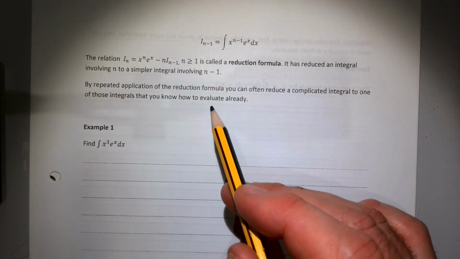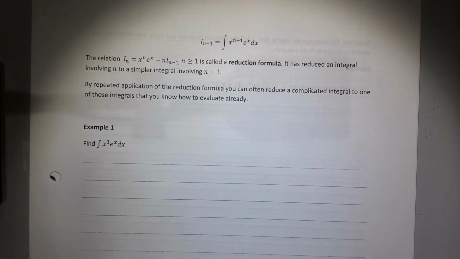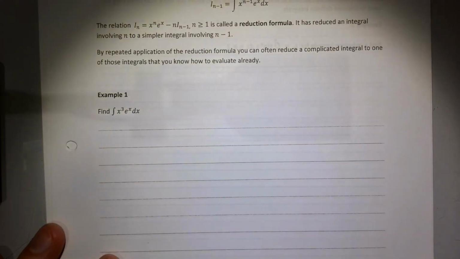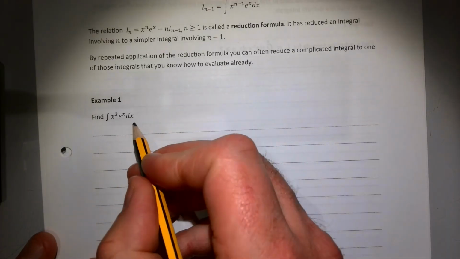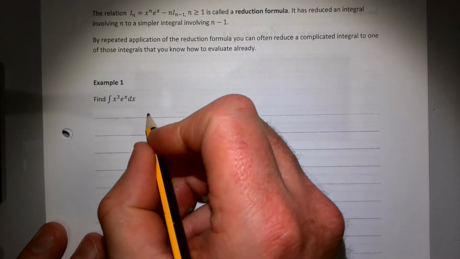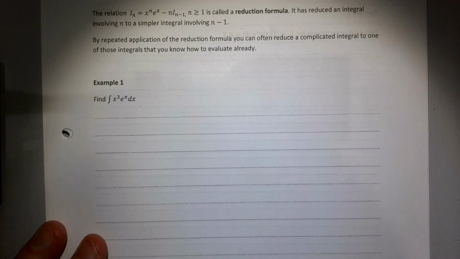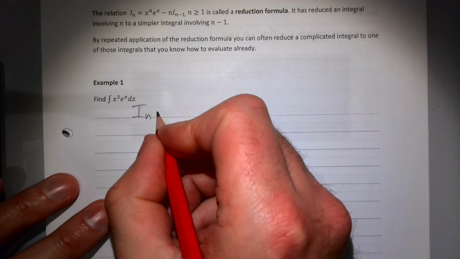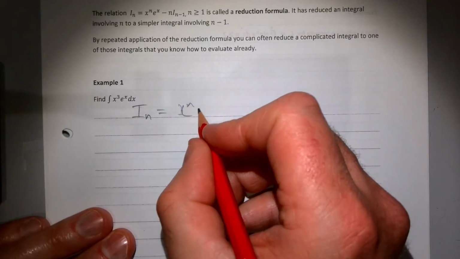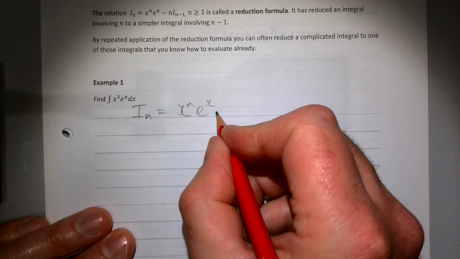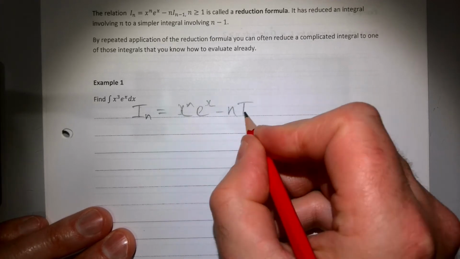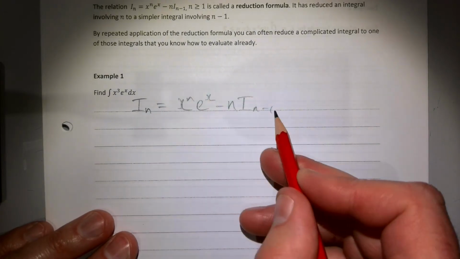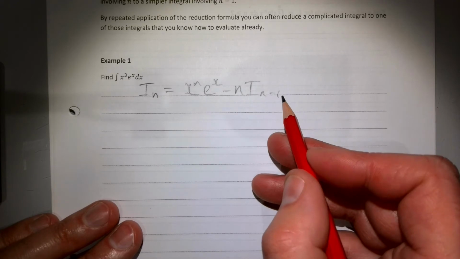So we're going to take a wee look at this first example. It should make a lot more sense, I hope, once you see this done. We're going to use the reduction formula from above. I'll change pencils here to something a bit sharper. It's exciting times. I n is x to the n e to the x minus n I n minus 1. That was the reduction formula we just worked out on the previous page. Again, it's up to you to work that out, but that'll make more sense as we run through our examples.